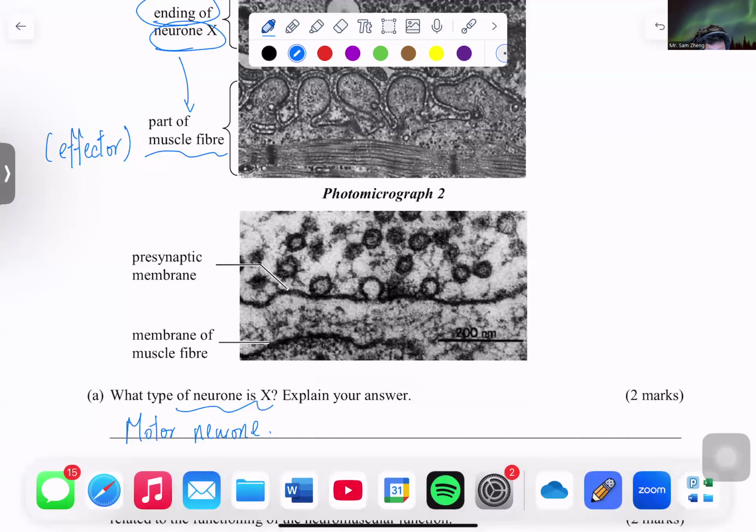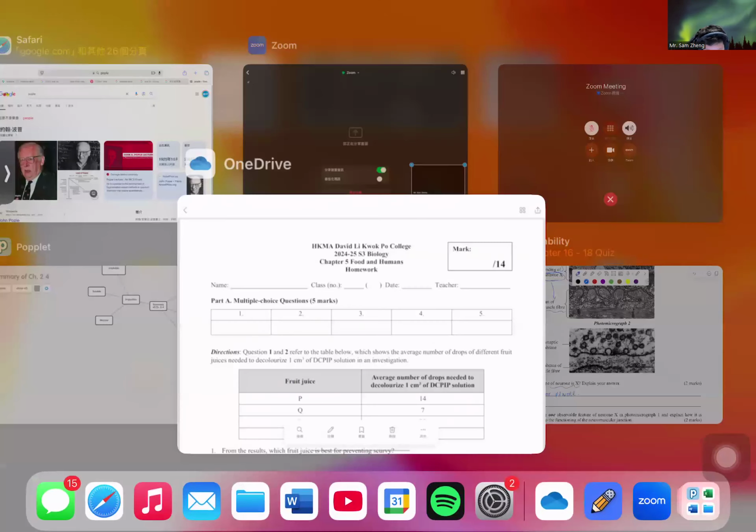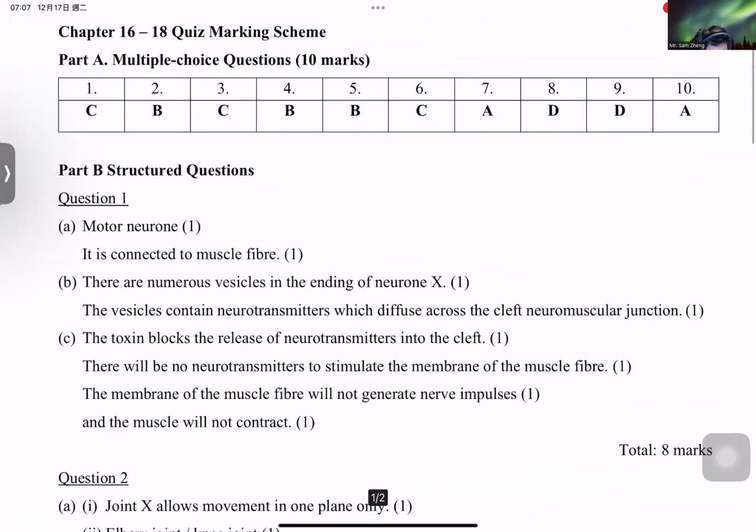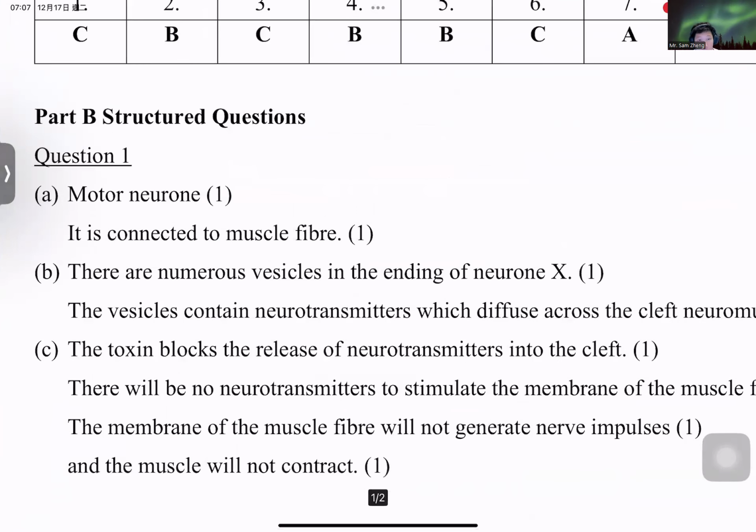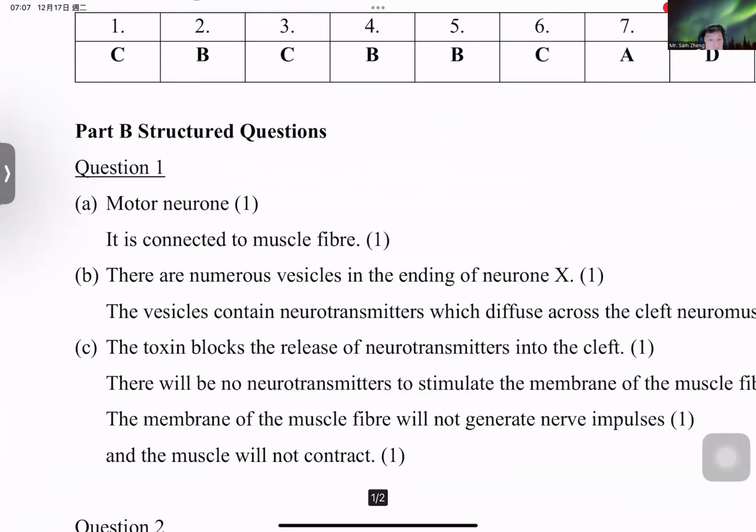By looking at the answer, you will notice that one mark was given to the motor neuron. We need to state what type of neuron it is. And on the other hand, we also need to mention that it is connected to the muscle fiber.